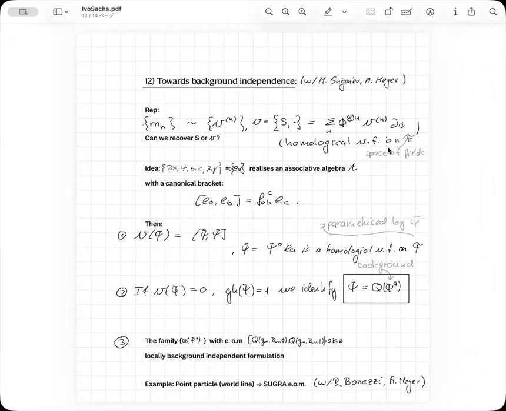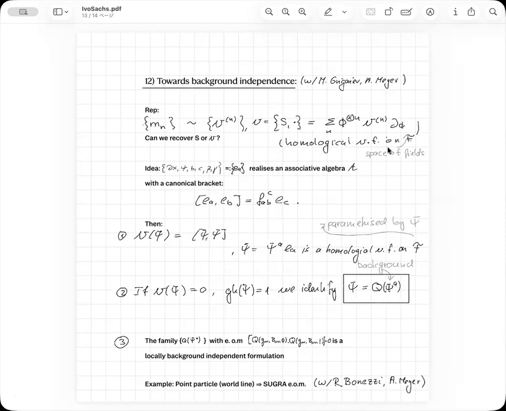Now let me write psi in this basis. The psi A are the space-time fields. Remember, these are the coefficients: when I wrote down my expression for the field, the coefficients in front of the worldsheet fields are the space-time fields. So V is a homological vector field on the space F. It's surely homological and it's a vector field, so it's fine.